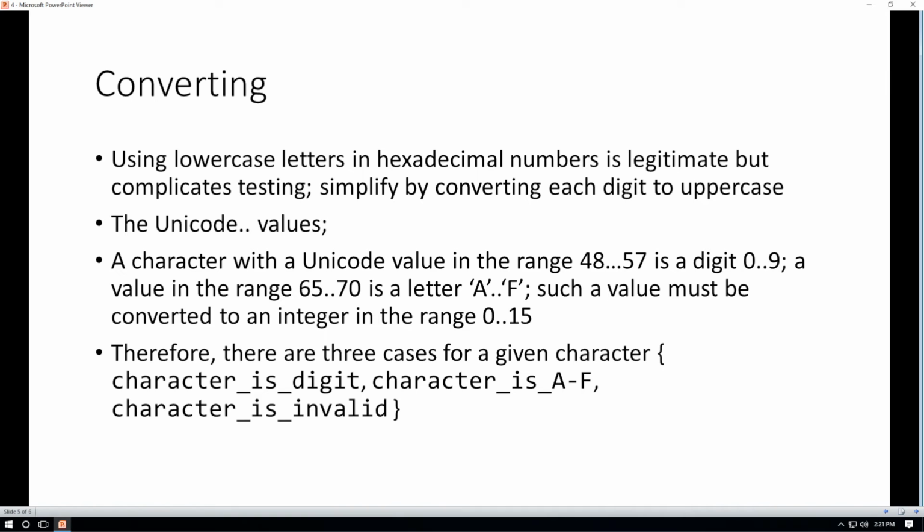And the third and final option is the character is neither, and we have to handle that by issuing an error message, terminating the program, or some action. We don't want to try to convert something that is not a legitimate hexadecimal character.